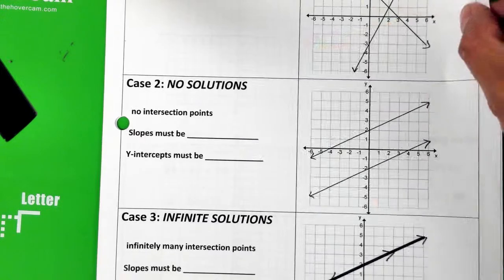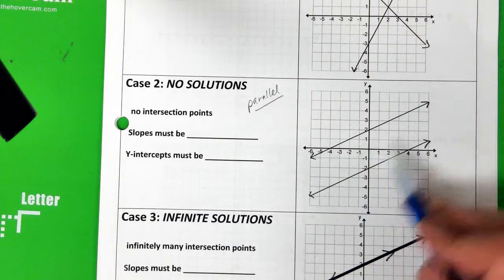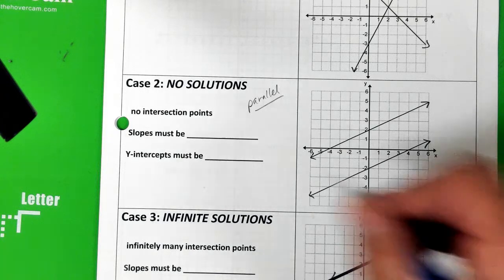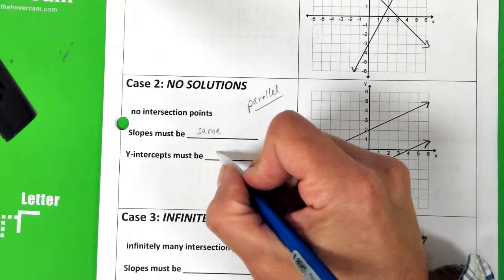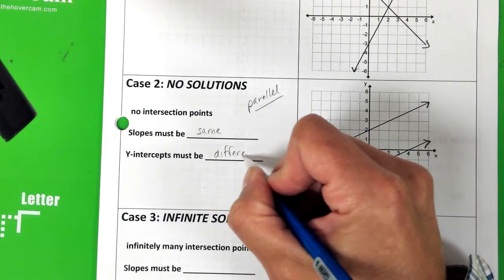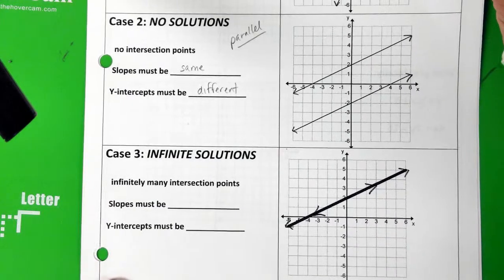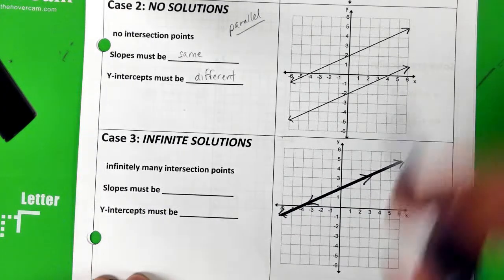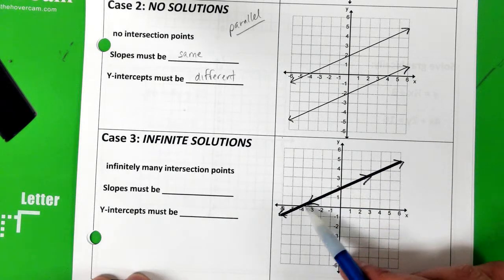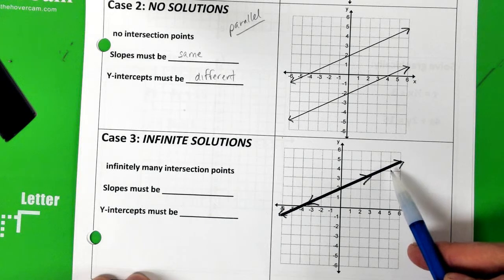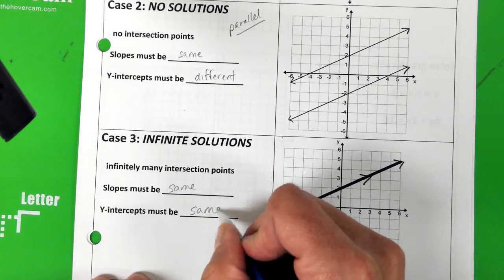Okay, so case 2 happens when the lines are parallel, right? You can see here that these lines are parallel. This would mean that their slopes would have to be the same, but their y-intercepts would have to be different. If you contrast that to the infinitely many solutions, in which all the points are in common, you can see that this is actually two lines graphed overlapping, and this means that both their slopes and y-intercepts are the same.